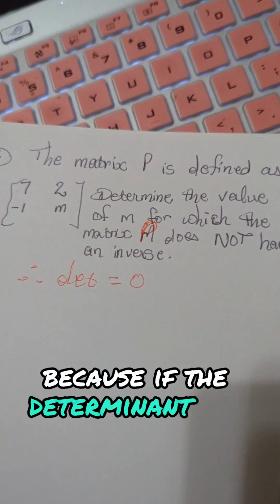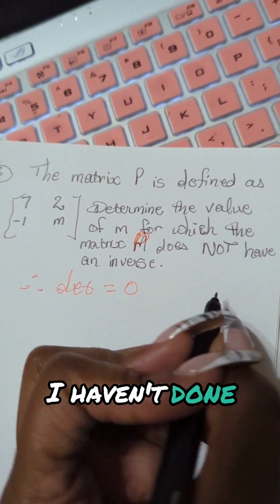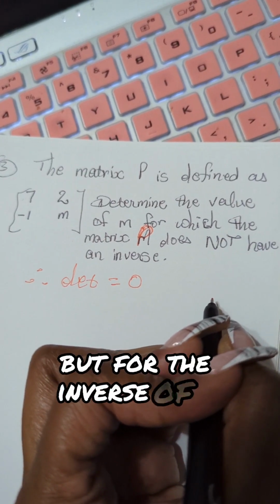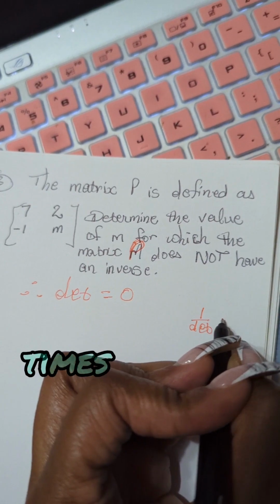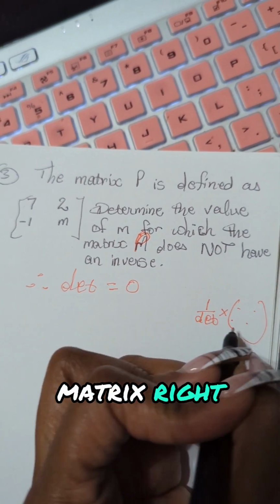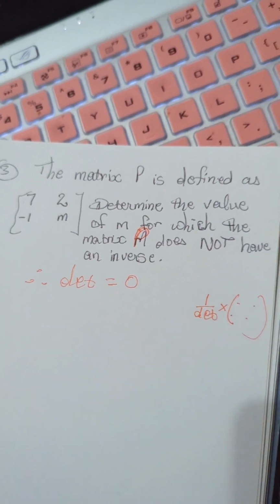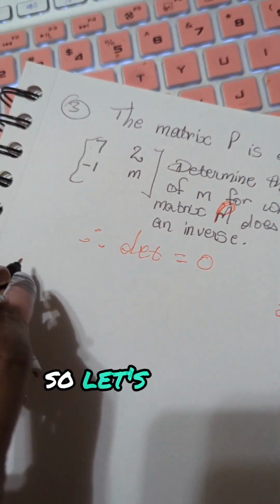Because if the determinant is 0, remember now, I haven't spoken about that, but the inverse of a matrix is 1 over the determinant multiplied by the rearranged matrix. If this is 0, 0 times anything is 0. So we're not going to have an inverse. So let's work this out.